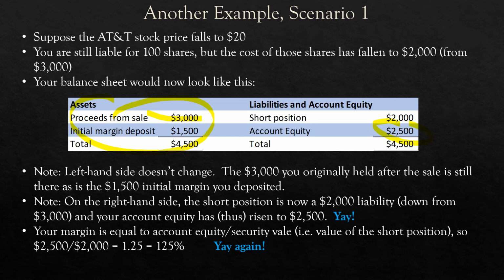So you've made even more money there. Your margin is equal to account equity divided by the security value, i.e. the value of the short position. So $2,500 divided by $2,000 is 1.25, which we convert to 125%. So again, we're doing really well.